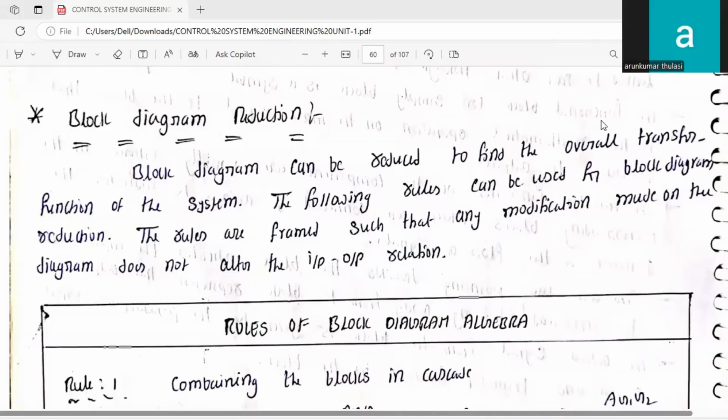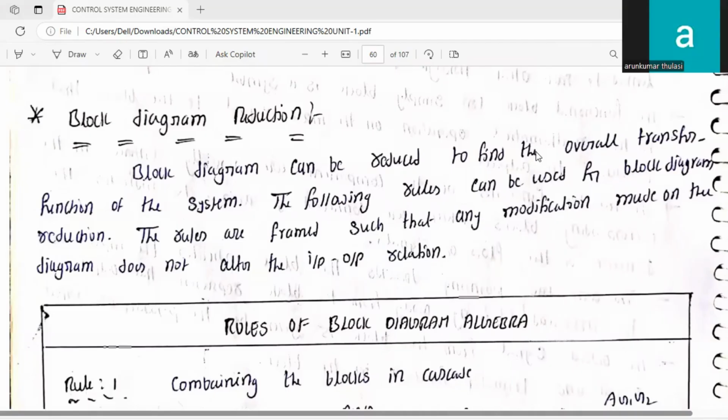Video, I'm going to explain about block diagram reduction techniques and a simple problem on block diagram reduction topic. So we see what are the techniques, what are the rules we have in block diagram reduction technique. The block diagram can be reduced to find the overall transfer function. So this is the main application of block diagram.